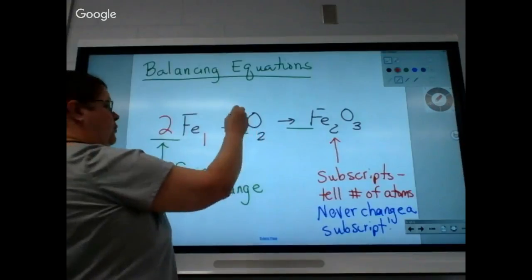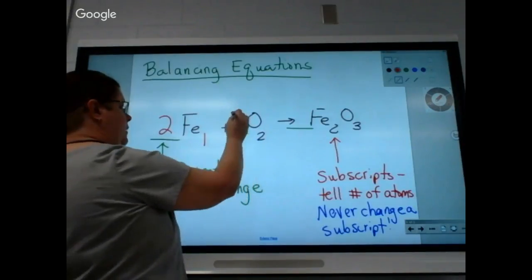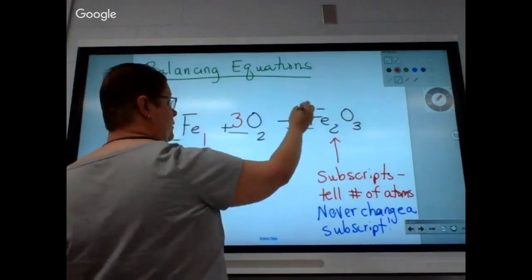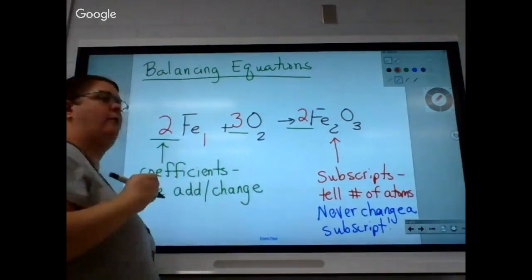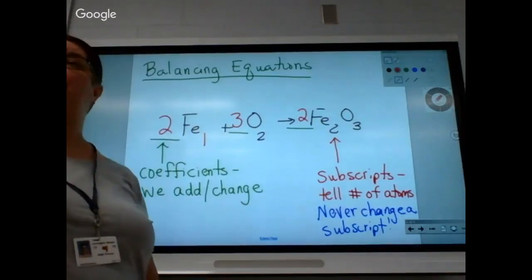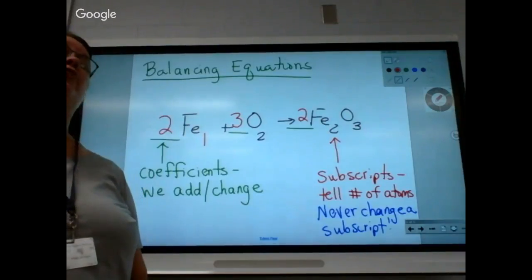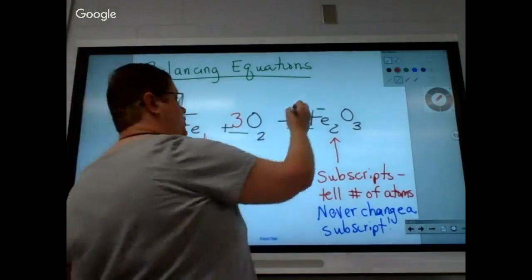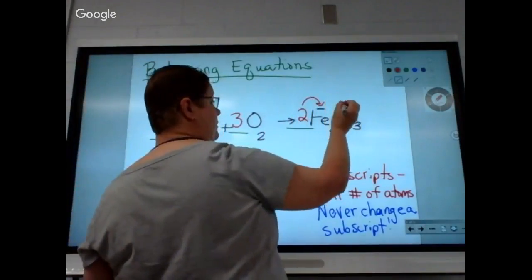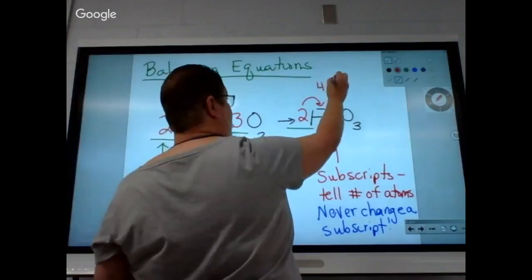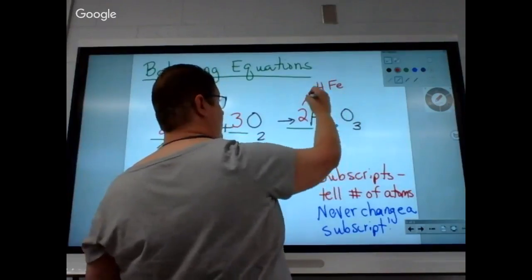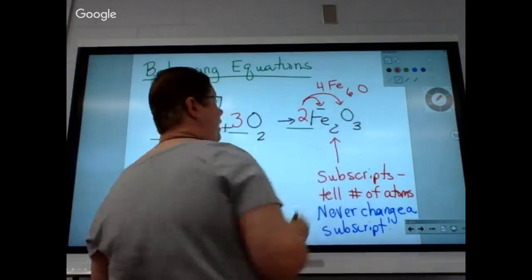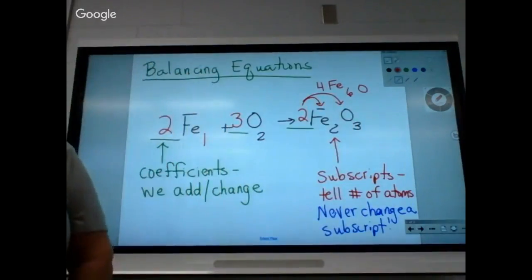So 2 times what will give me 6? 3 times what will give me 6? Now, think about what we just said. When I put that 2 out front, that number does what? It multiplies and distributes. So I made how many Fe's? I made 4 Fe's. And I made how many O's? I made 6 O's.